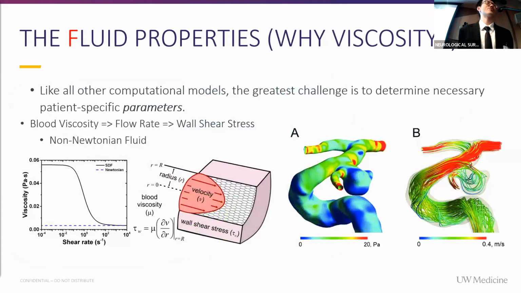So just like any other computational model, the greatest challenge here is to establish and determine the necessary patient-specific parameters. In our project, our primary focus is on a parameter called blood viscosity. Here's a bit of physics class. Blood has been proven to be a truly non-Newtonian fluid, meaning that its ratio of shear rate to viscosity is not constant through different situations. As shown in the bottom left graph, the shear rate of the blood increases with lower viscosity, which induces faster flow rate, which is pretty straightforward.